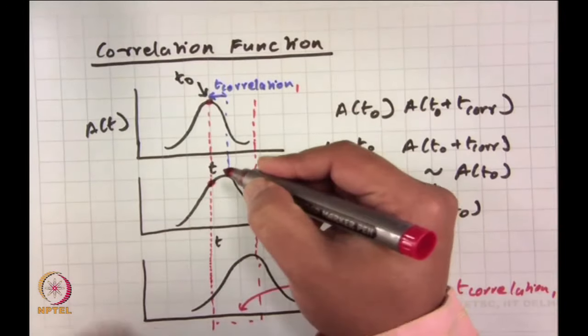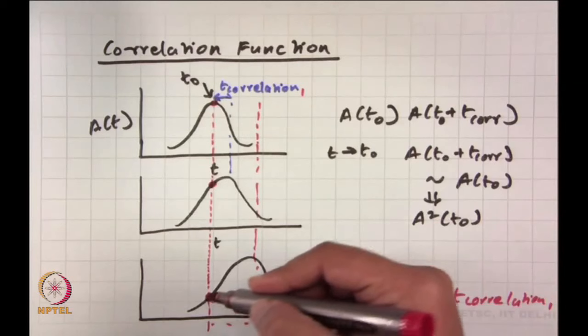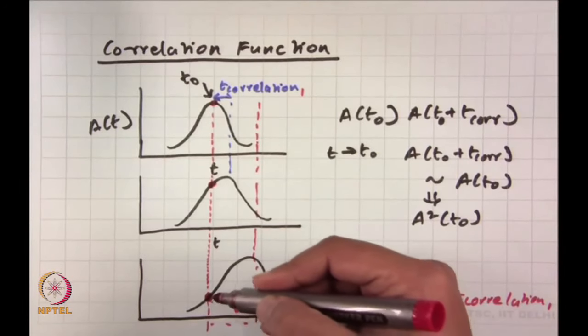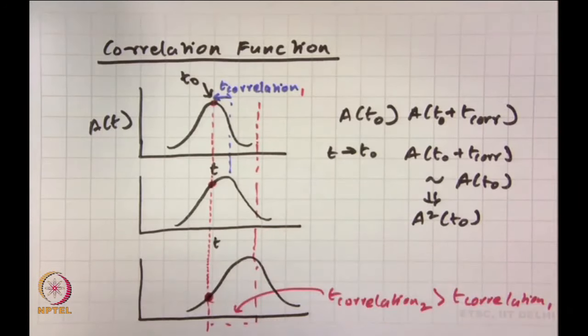Now, you go to a further time where you can see it has moved farther away. What has happened here now? This A of t naught plus t correlation is even lesser, and hence you are looking at a decay. So, this is what your correlation decay is all about. This is what you are correlating. This is one of the ways we can think about a signal coming out. So, that was again the correlation function. I just thought I would mention it to you again, as possibly one of the ways you can try to visualize it.